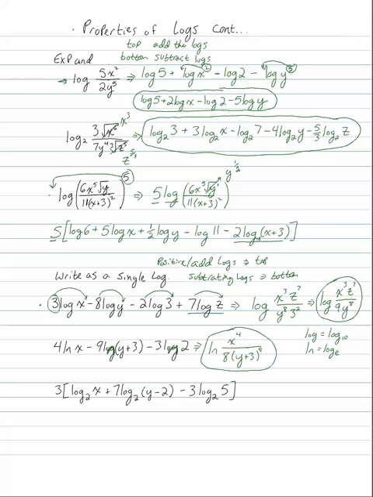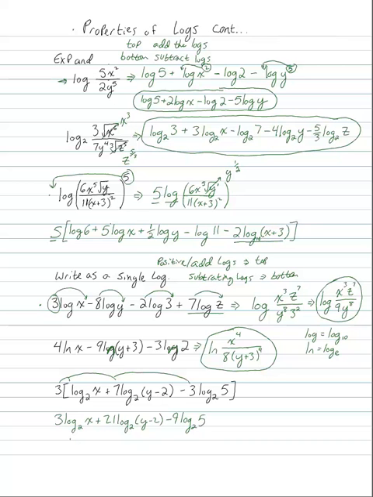Okay, let's try the last one. I got 3 times log base 2 of x plus 7 log base 2 of y minus 2 minus 3 log base 2 of 5. Can do this 2 ways. I can distribute my 3 all the way through. If I do that, it's just going to be multiplied times the number on the outside of the logarithm, kind of like when you were multiplying numbers times radicals. It just got multiplied times the numbers on the outside of the radicals. So 3 log base 2 of x plus 21 log base 2 of y minus 2 minus 9 log base 2 of 5. Now I can write this as a single log.